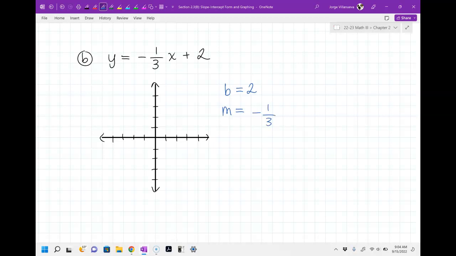But remember, I like saying begin here, move, right? So I'm going to begin at 2 on the y-axis. So here's my y-intercept right there. Okay? And then I get to move according to my slope. My slope is negative. That means I have to go down 1 time and then 3 times to the right. So down once, 3 times over. 1, 2, 3. That's going to be right here.